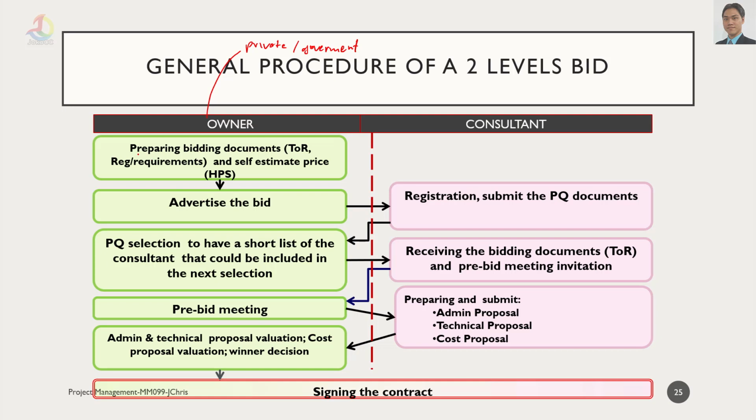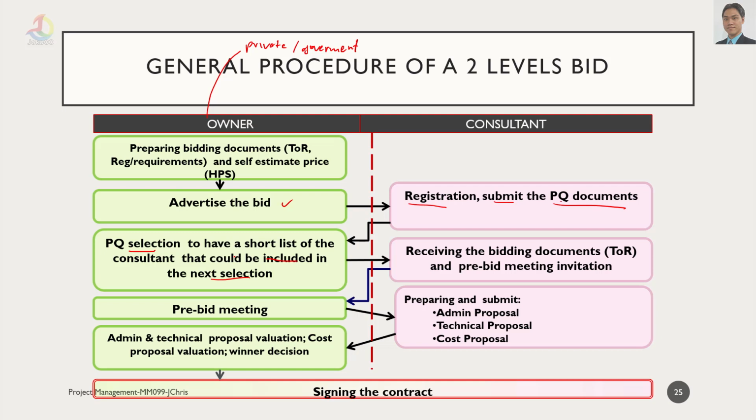So they prepare the bidding documents, terms of reference, requirements, self-estimated price, and then advertise the bid. Usually the projects for government do this flow, and after they advertise it, there will be registration, submission, okay, and the documents that the consultant created, and then they will select the consultant that will be included in the next selection.